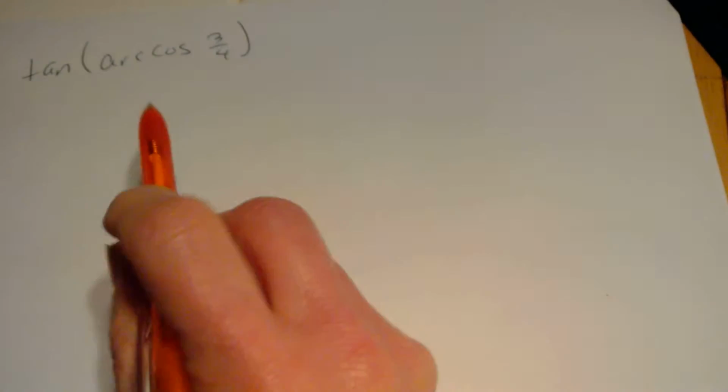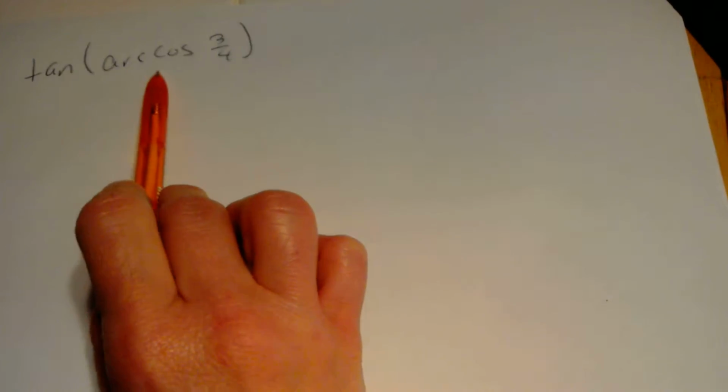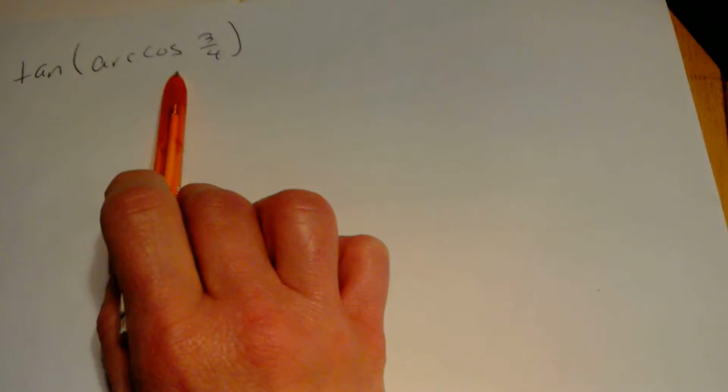Okay, so this is the second part of 6.1 for trig. Where we left off was about to say, what is tangent of arc cosine of 3/4? So what is the tangent of the angle whose cosine is 3/4?